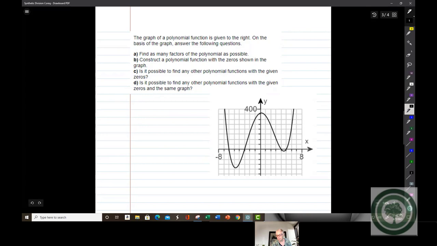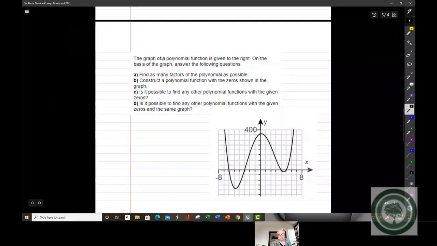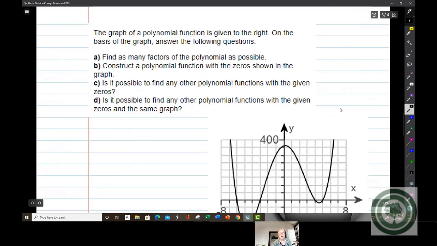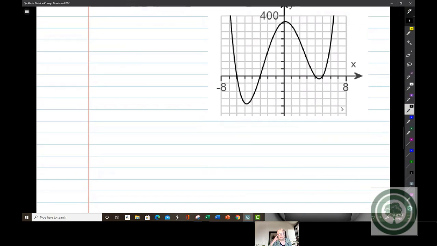All right, now we're still putting stuff together here. The graph of a polynomial function is given to the right. On the basis of the graph, answer the following questions, and I will help. A, find as many factors of the polynomial as possible. Well, the factors come from the zeros. So what we're going to do is find the zeros, and that will give us the factors. And then I'll show you how my math lab wants you to answer.